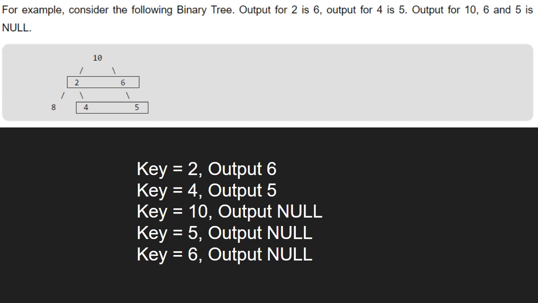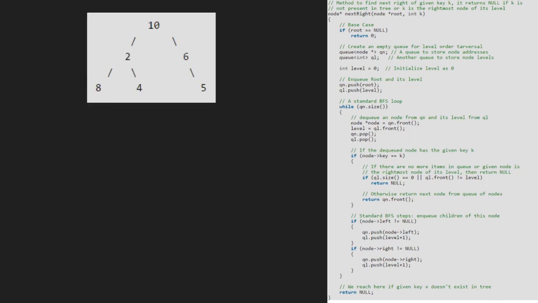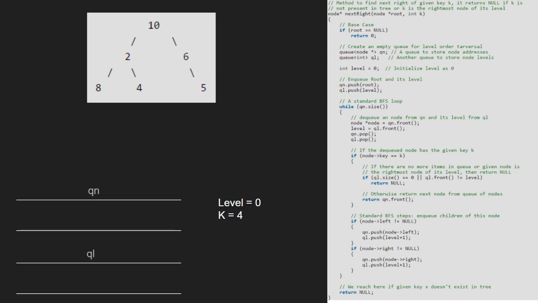Now, let us see the algorithm which will assist us in finding the next right node of a given key. Let us also have a sample tree to test our algorithm. We will be using two queues for this and a level variable to store level. Also, let us assume that we have to find the next right node of node 4. So, k will be equal to 4. Qn will store node addresses and the other queue Ql will store node levels.